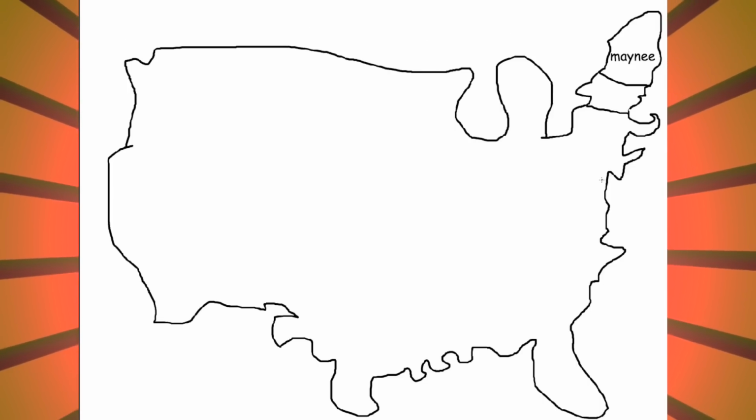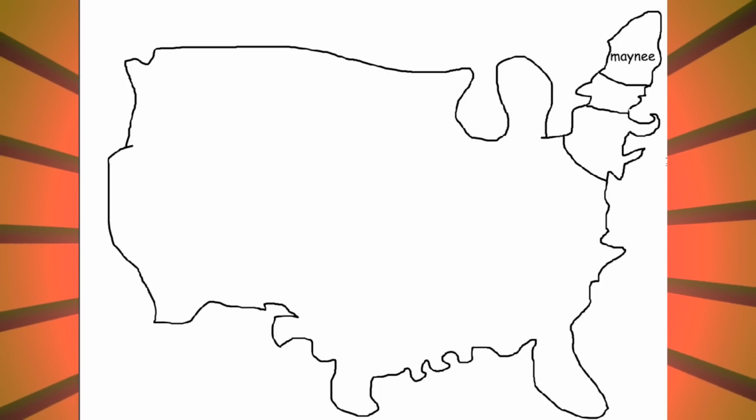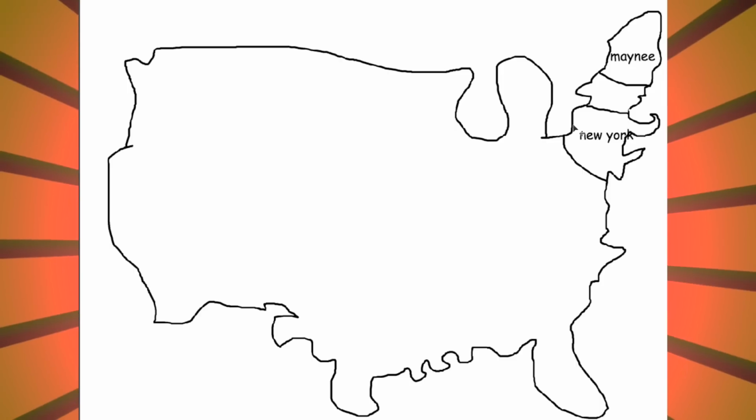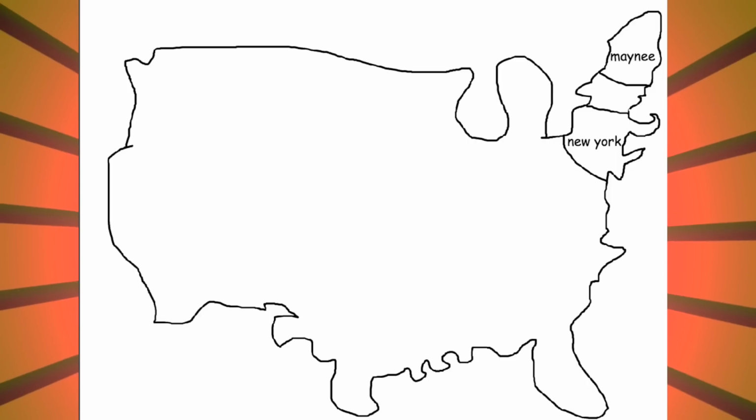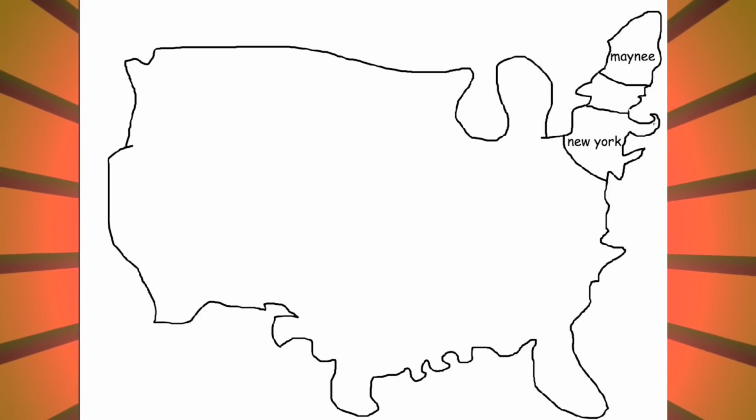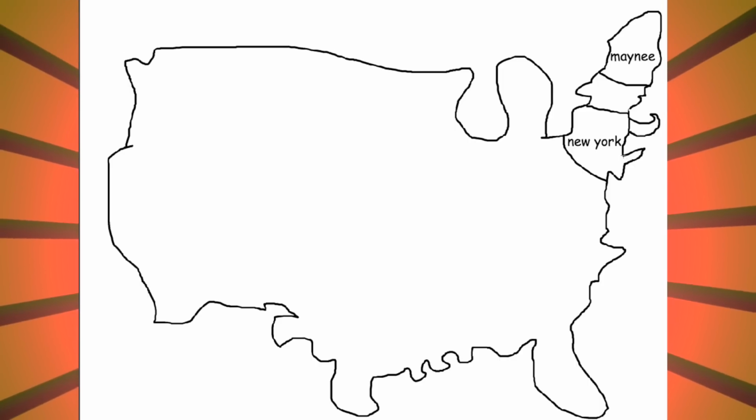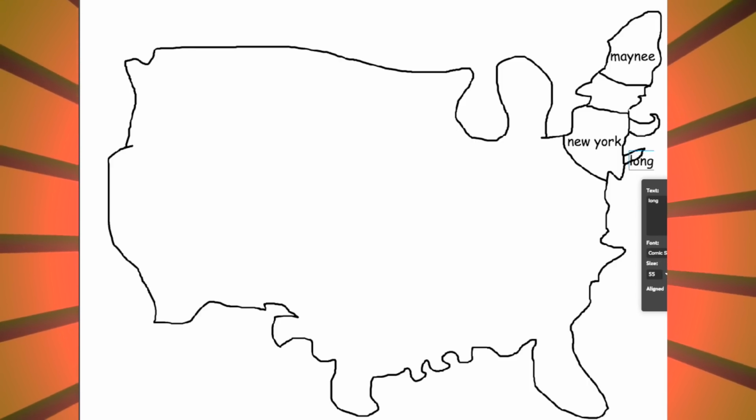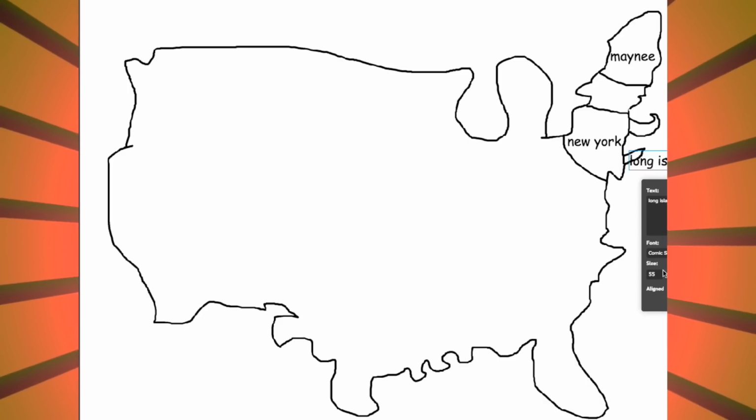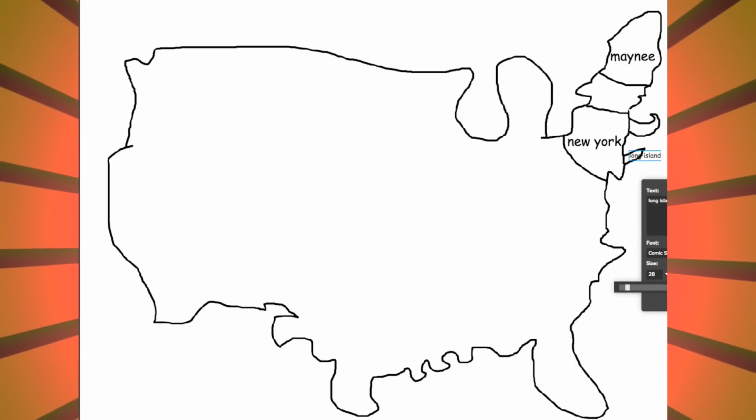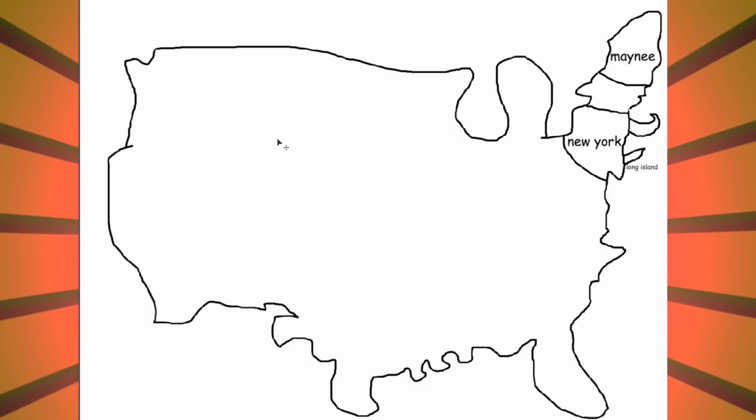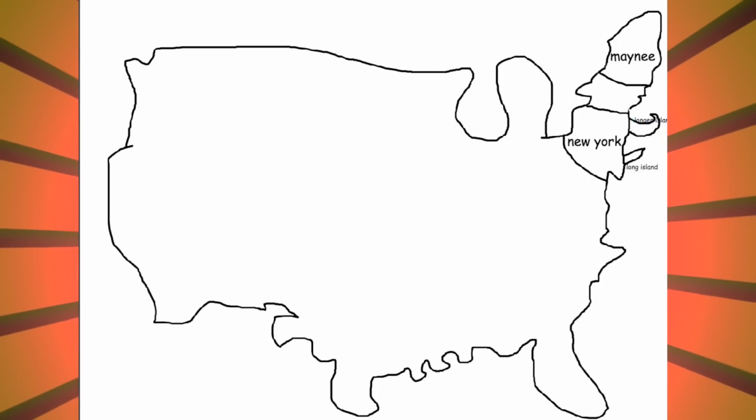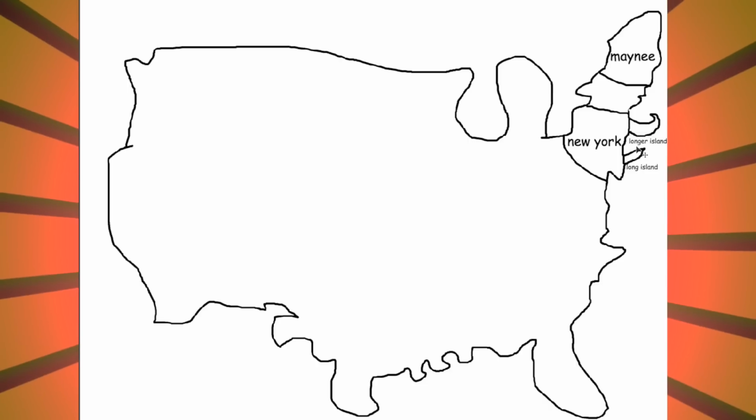So here we have New York. So this is New York, and this is actually separate from New York. This right here is Long Island, and this is Longer Island. Everyone knows that. I'll just label it because it's very useful information. So here we have that. Perfect.